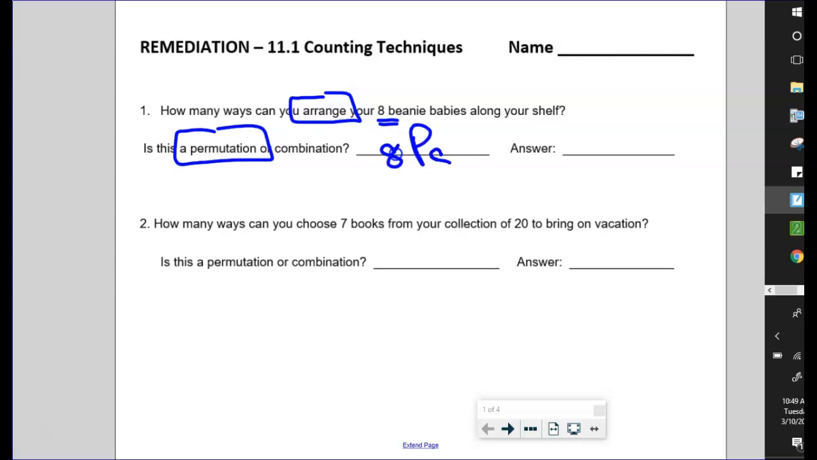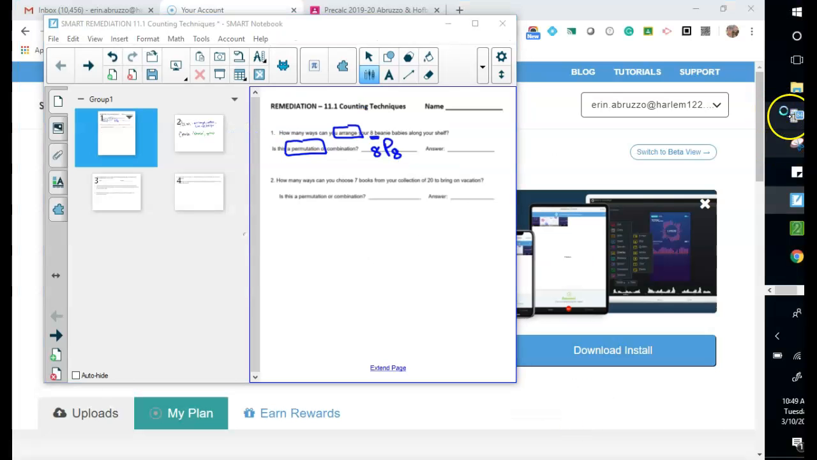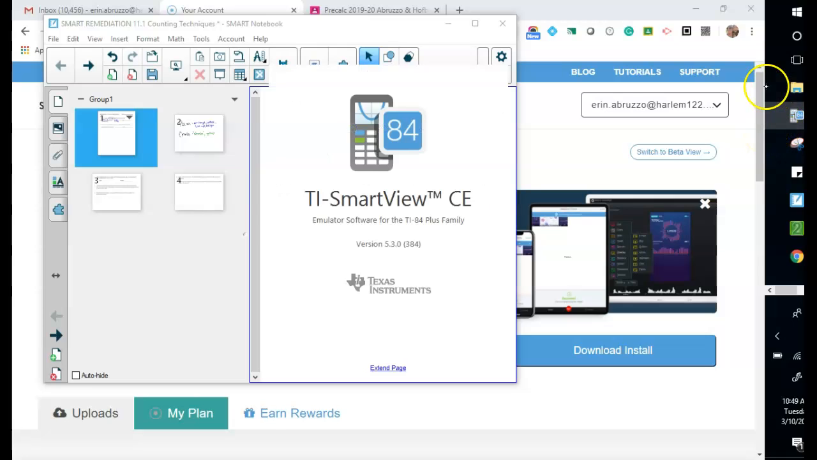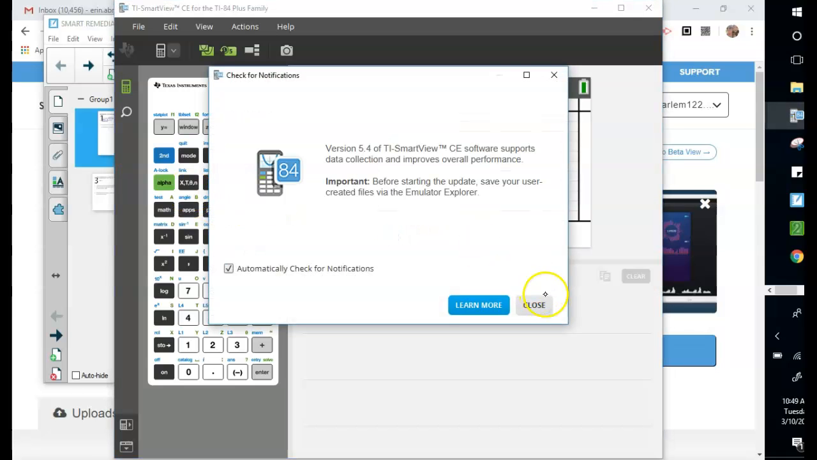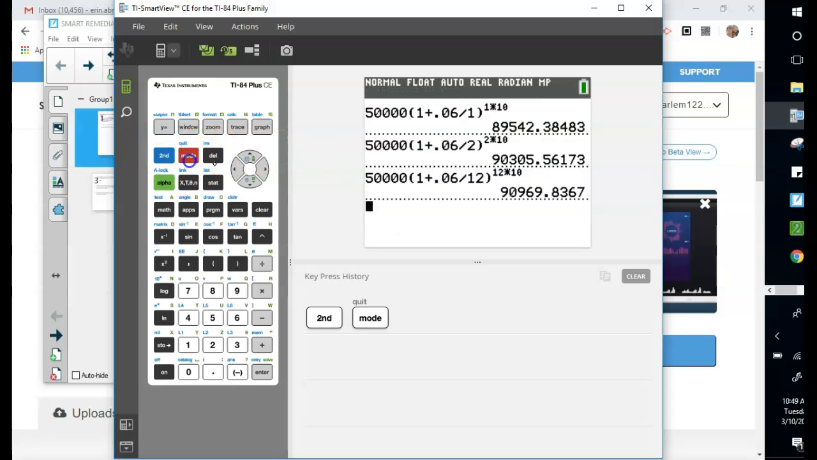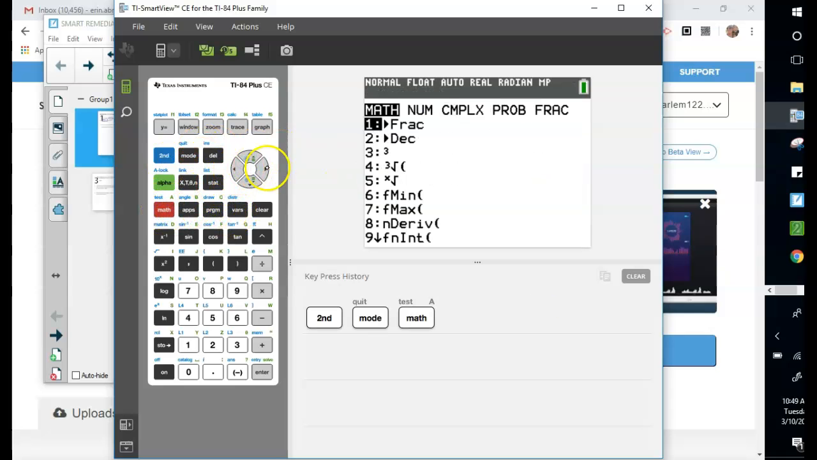One way you could type this on your calculator is 8 permutations of 8. Just to remind everybody where we get that on our calculator: first my calculator has to open up, and we go to the math menu and over to probability. My calculator's a little slow today, so hold on. There we go. So math, and then you can back up to the probability submenu, and right here, this nPr.